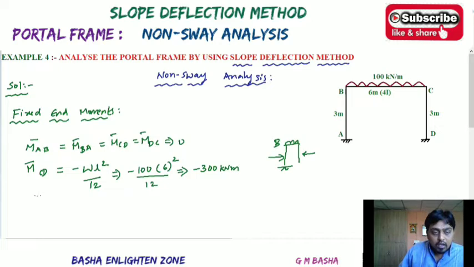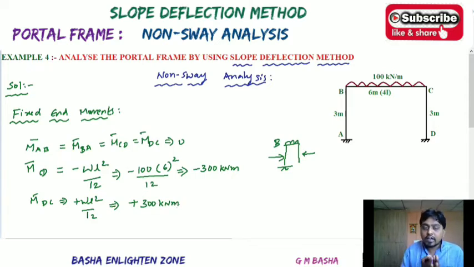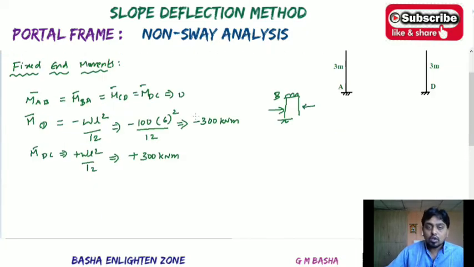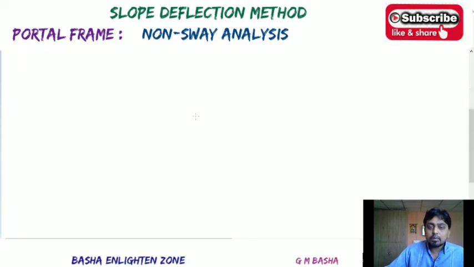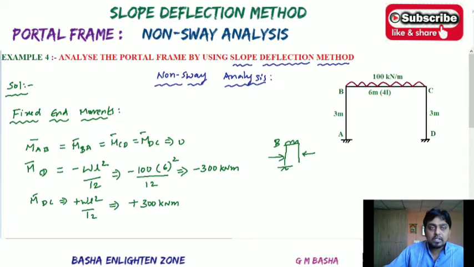Similarly, in the same way, M bar DC is equal to plus WL square by 12. So with the same values, that is plus 300 kilonewton meter. So this is the way for finding the fixed moments, same as in continuous beams. Okay, then what is the next step?